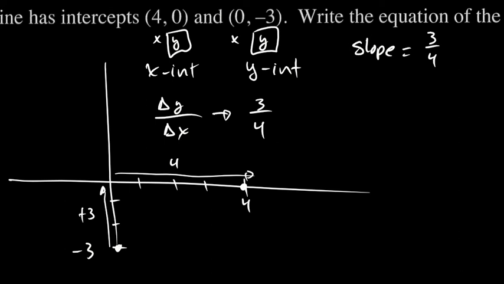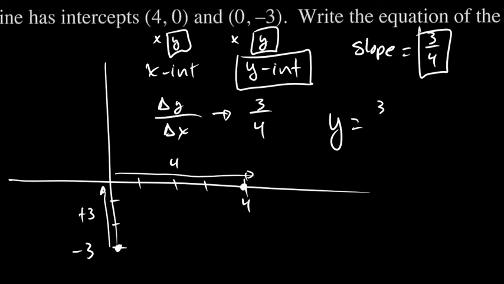So I can see my slope that way. So at this point, I know both my y-intercept, right? I know my y-intercept, that parameter b, and I also know my slope parameter is 3/4. So the equation would be y equals 3/4 times x, and then minus 3.